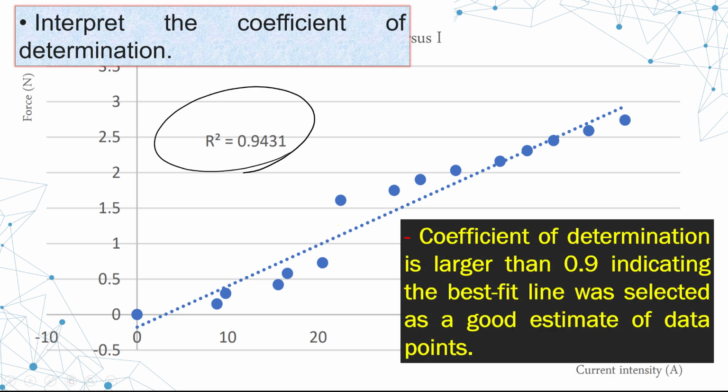For example, the coefficient of determination, R square, is larger than 0.9. It's a very good number, 0.94, indicating the best fit line was selected as a good estimate of the data points. This is the meaning of that. So if you are using a spreadsheet like Excel, try to select the best fit line with the larger R square. The larger the R square, the better you have selected your best fit line.